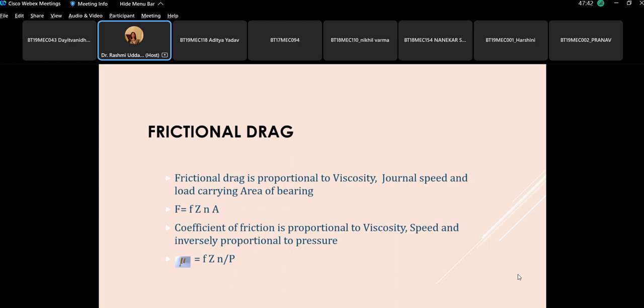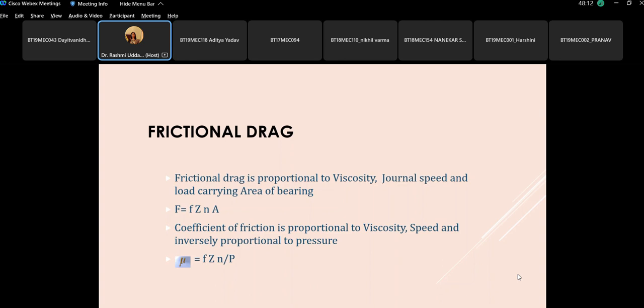Do you have your Shivalka design data book with you? I'm sure you have the soft copy. Please open page number 134, BD Shivalka design data book. We are going to have a quick look at the graphs that are given.